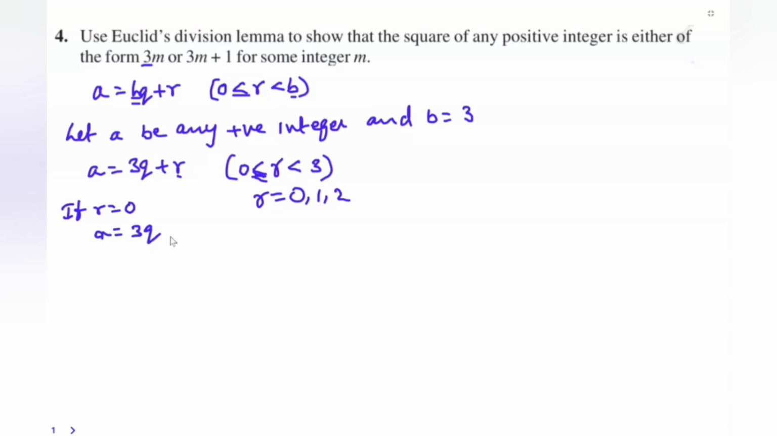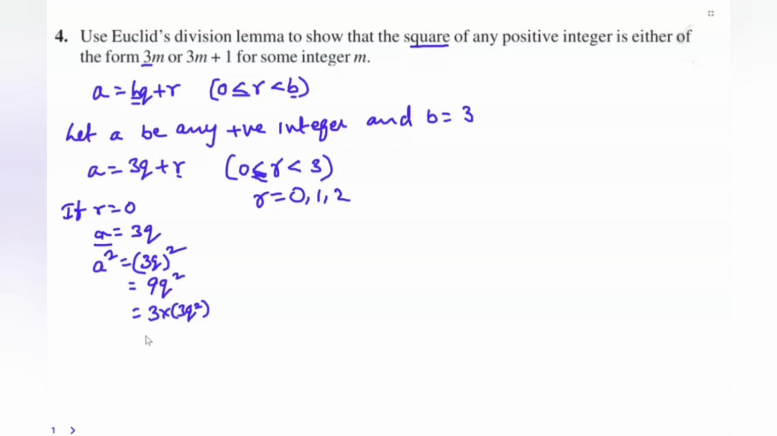Right? A is equal to 3Q. Here, we want the square of any positive integer, so let us take the square of this A. So A square becomes 3Q whole square, which is nothing but 9Q square. This 9Q square can be written as 3 times 3Q square. So I just split it like 9Q square is equal to 3 into 3Q square.